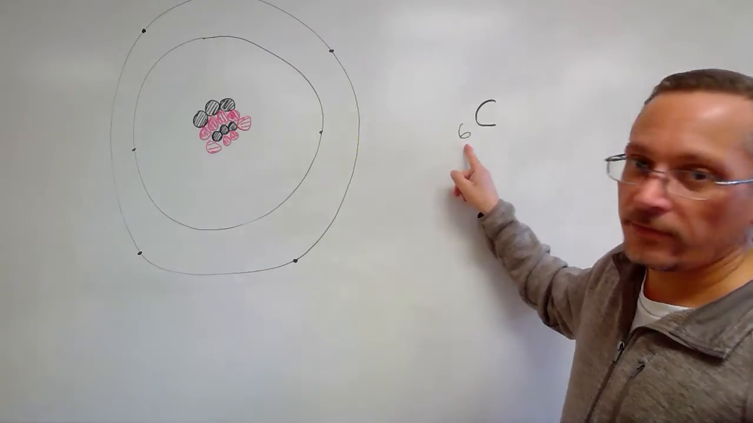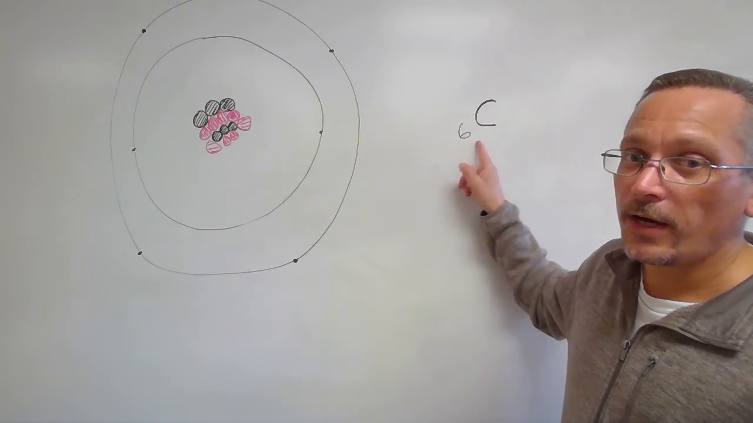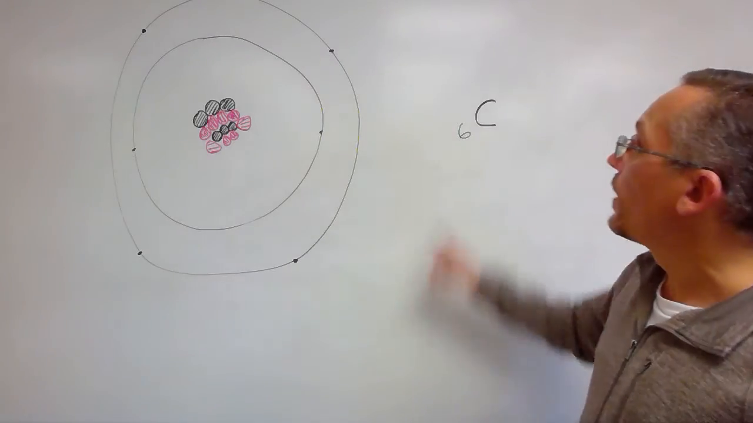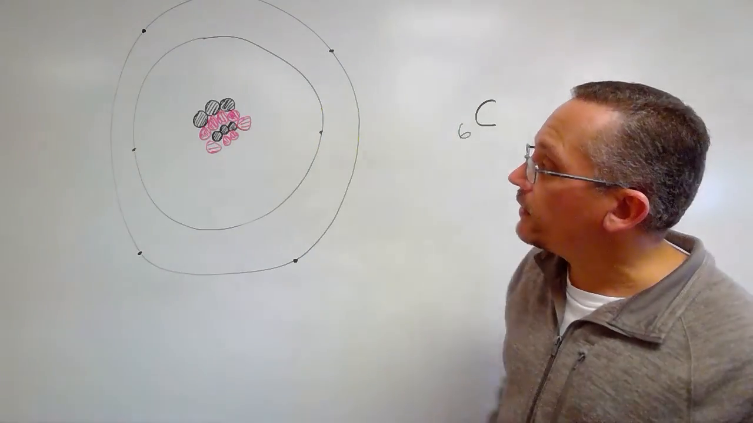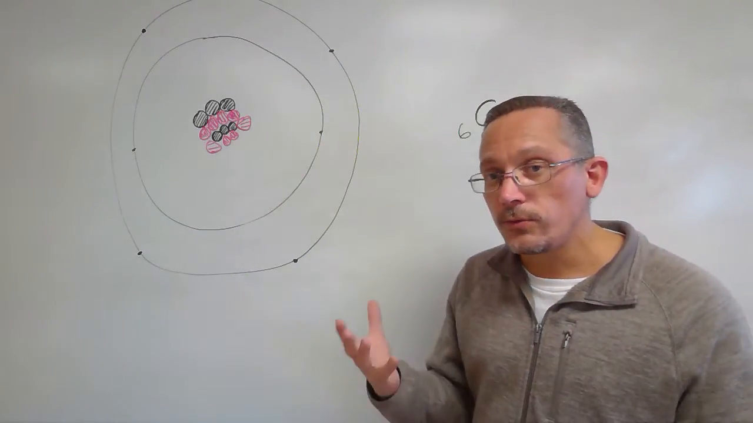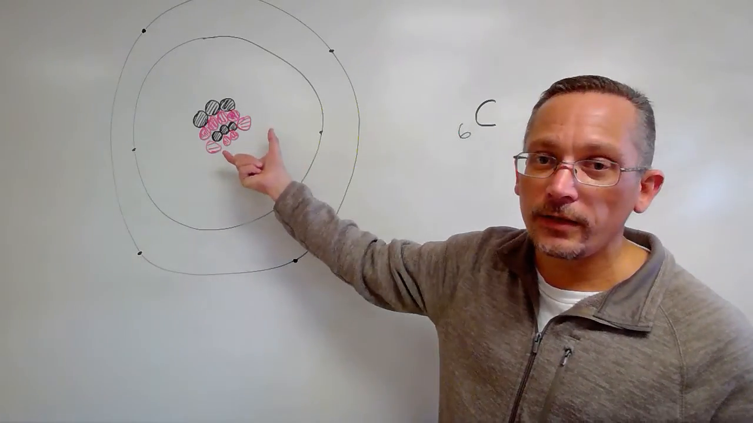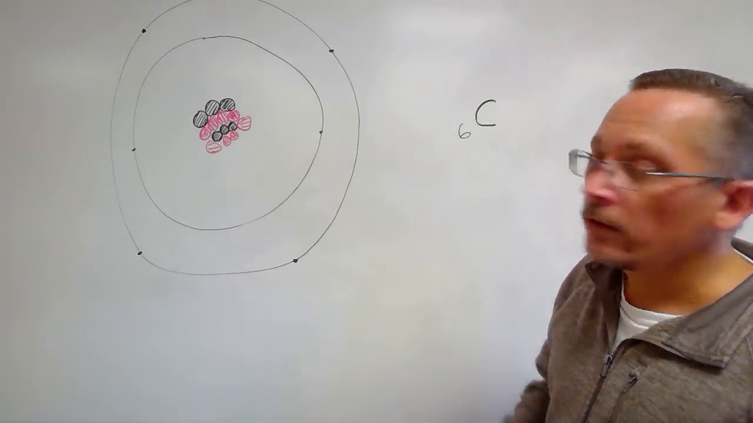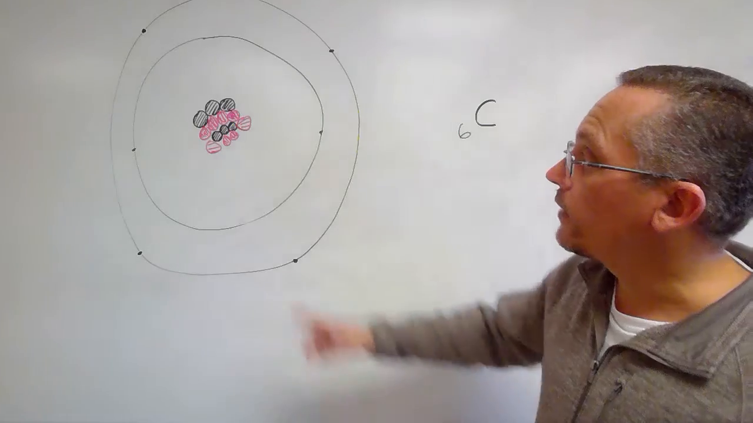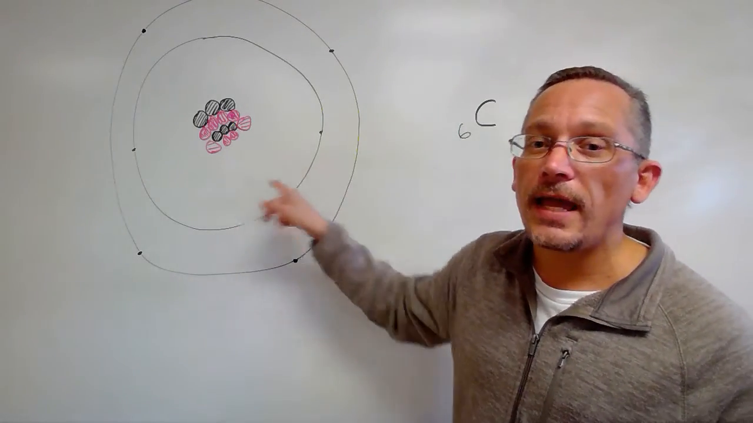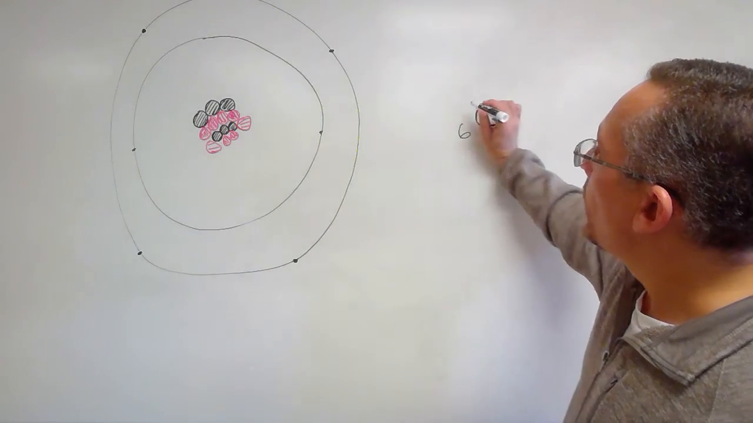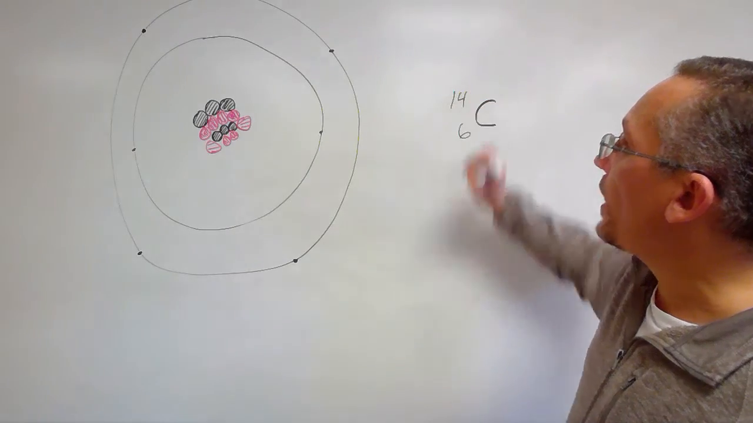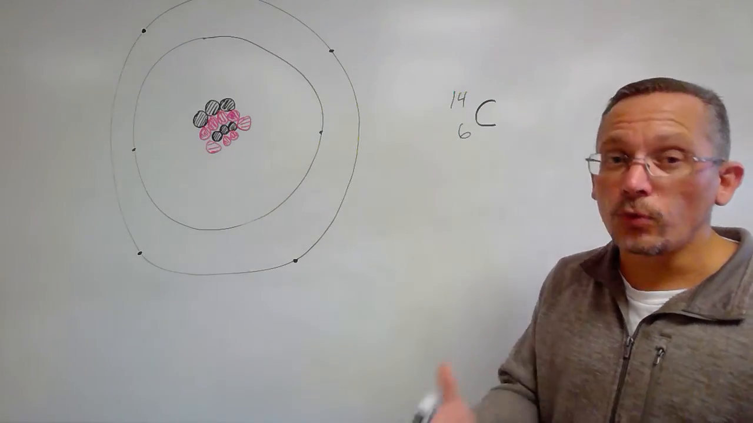Carbon will always have 6 protons. So that bottom number will always be the same for carbon. But now the top number, how many different particles, how many protons and neutrons together are in the nucleus? Now there are 14 total, right? There are 6 protons and there are 8 neutrons in there now. So the total number of particles, the mass number, is 14.